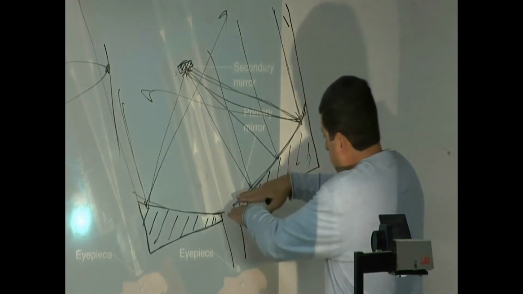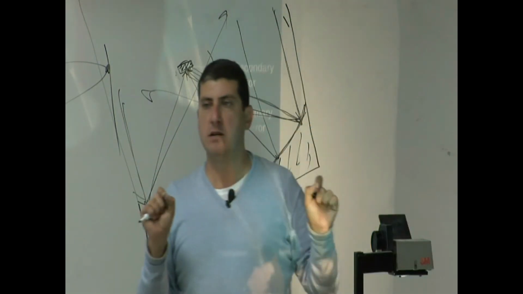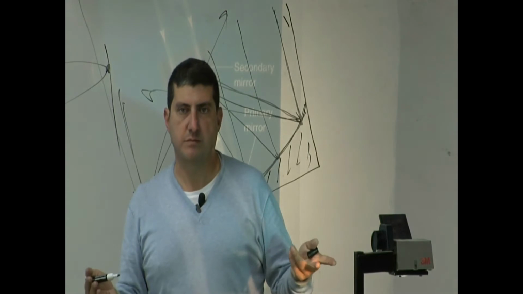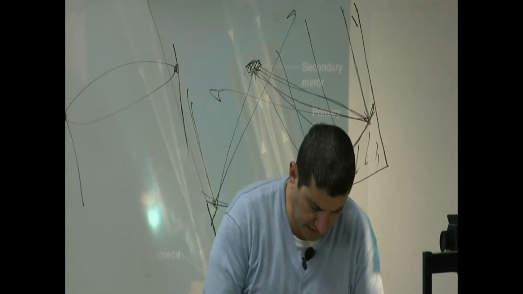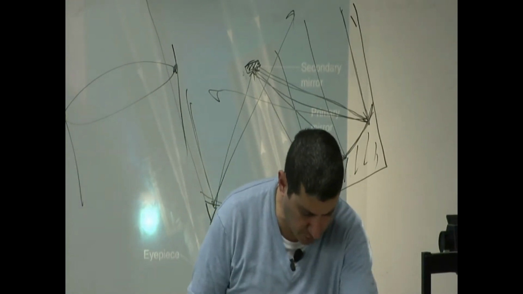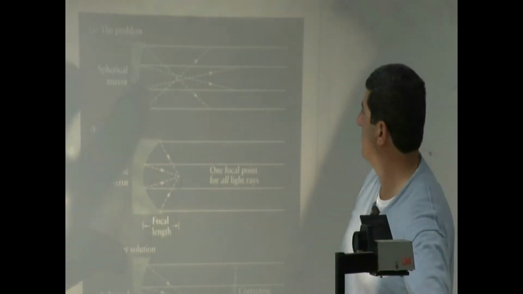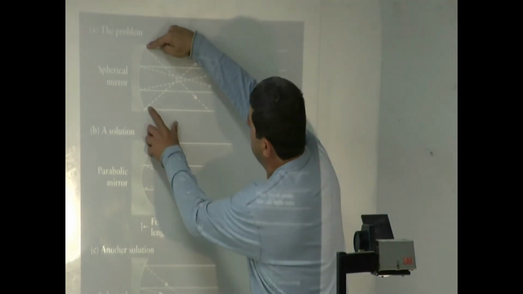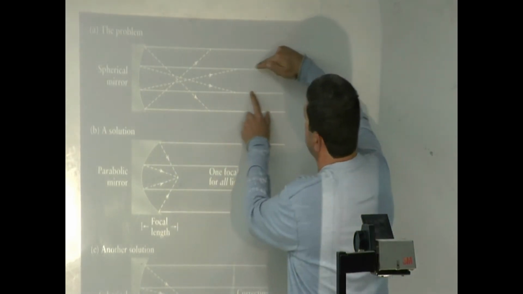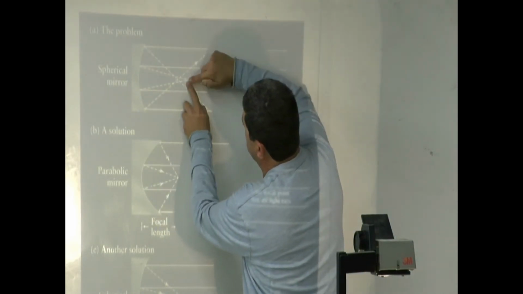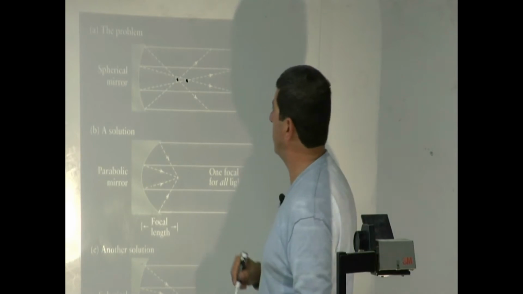So if the curvature of this shape is not a perfect parabola, then you have a problem, and the problem is called spherical aberration. I believe I have a slide here that shows you this problem. If the mirror is cut kind of spherically, notice the beams of light that hit the edges come and focus here. The beam of light that hits the middle comes and focuses here. They're not focusing at the same point.